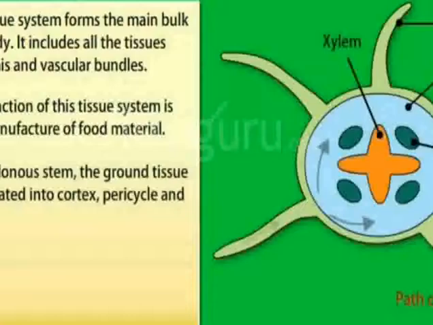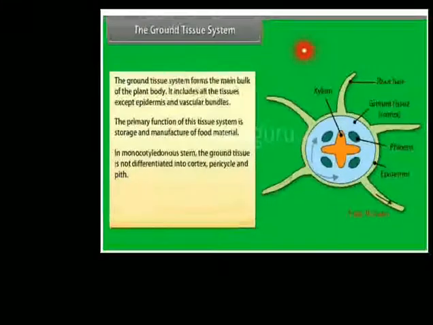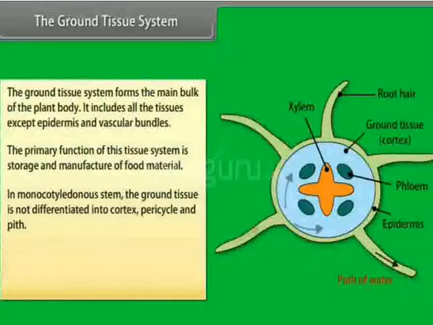And this consists of all the tissues: the parenchyma, collenchyma, sclerenchyma. Parenchymatous cells are usually present in cortex, pericycle, pith, and medullary rays in primary stems and roots. In leaves, the ground tissue system consists of thin-walled chloroplast-containing cells, which we call the mesophyll.